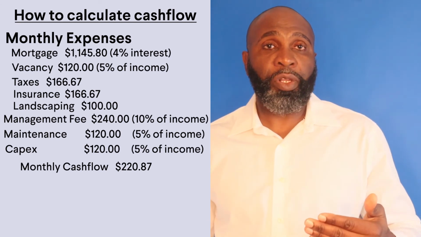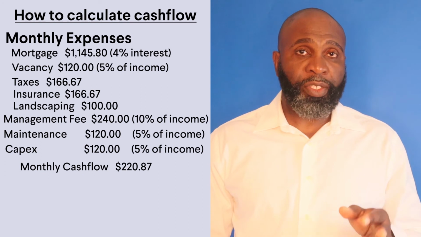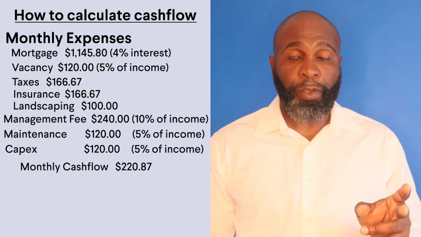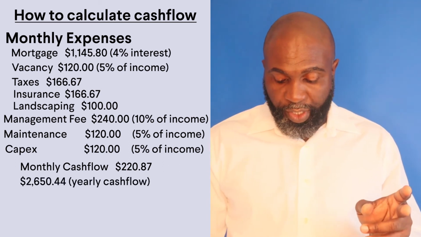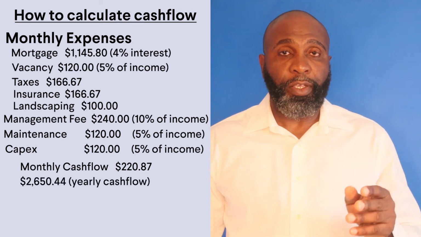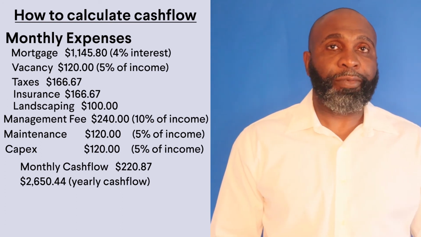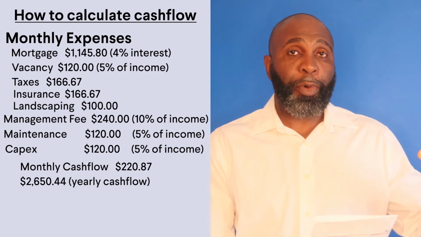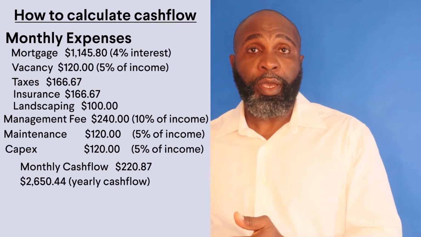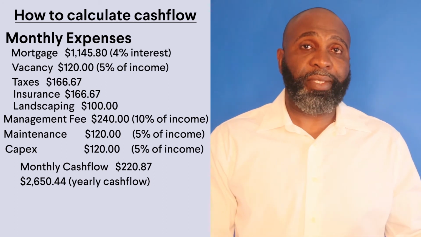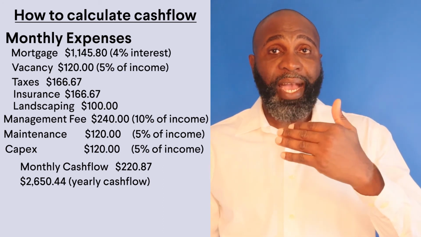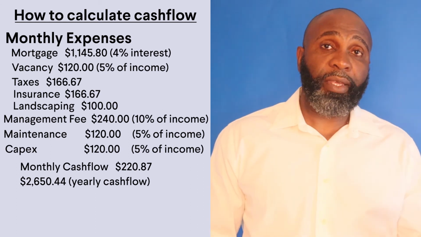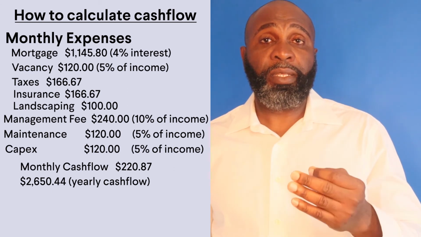Now let's see how much that gives us for the year. We take your monthly cash flow, $220.87 times 12, which gives you $2,650.44. That's your yearly cash flow. Now, what is your cash on cash return? Basically, it's how much you invested, how much you're earning, and what percentage that is. Does it make sense? So we take your annual cash flow, $2,650.44, divided by your initial investment of $60,000.